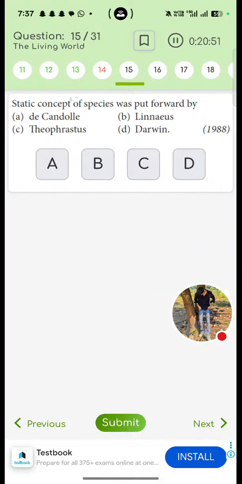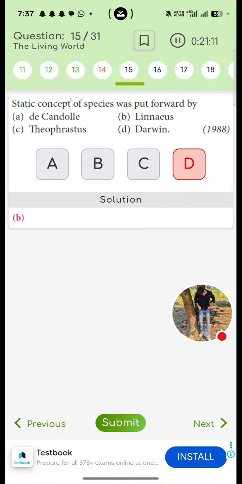Next, the static concept of species was put forward by Charles Darwin? No. Linnaeus. The static concept of species was put forward by Linnaeus.